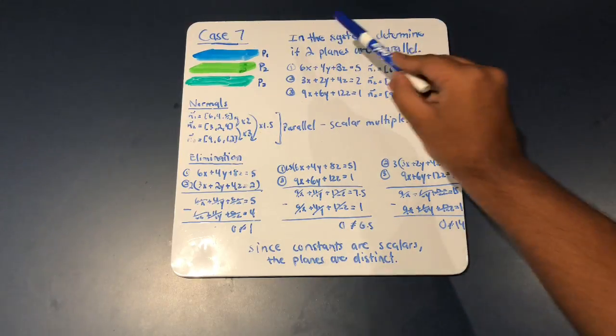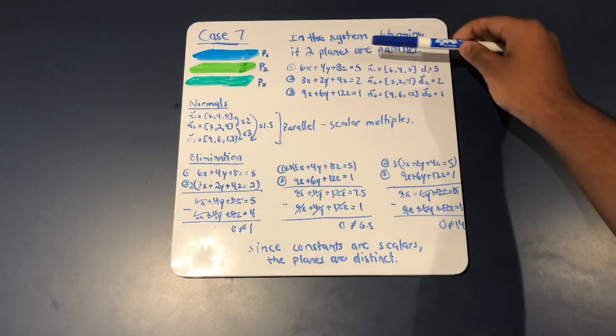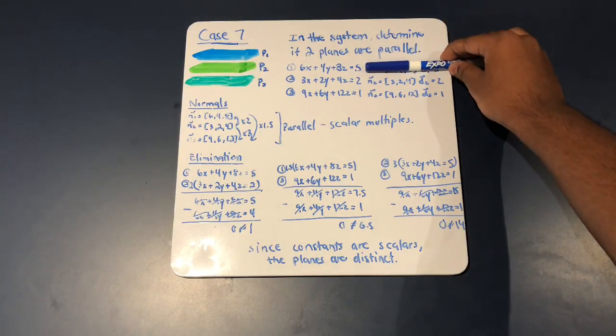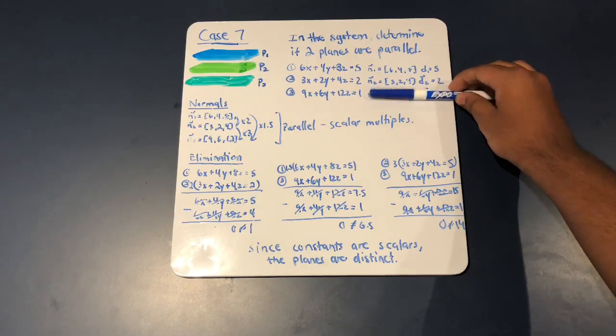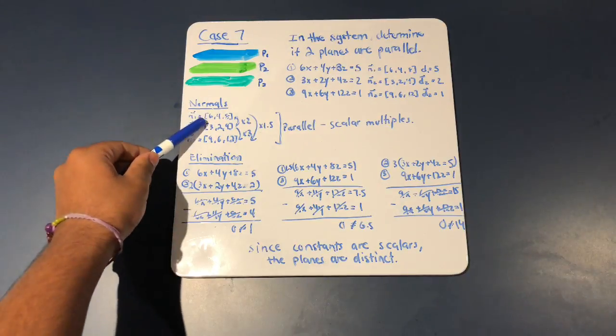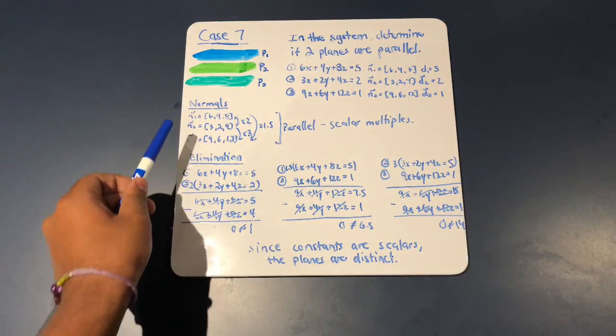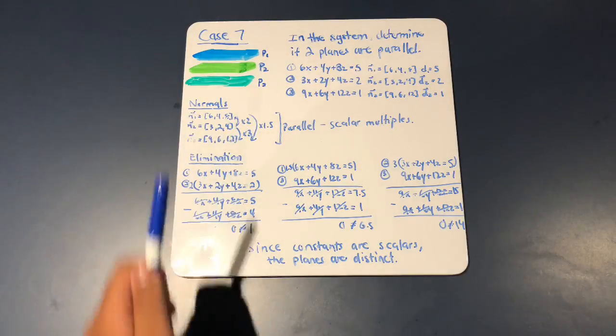This question, in a system, determine if 2 planes are parallel. So what we have here is plane 1 modeled by this equation, plane 2 modeled by this equation, and plane 3 modeled by this equation. Next, we're going to be analyzing the normals. So normal 1 is 6, 4, and 8. Normal 2 equals 3, 2, and 4, and normal 3 equals 9, 6, and 12.